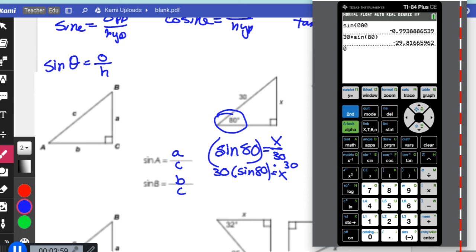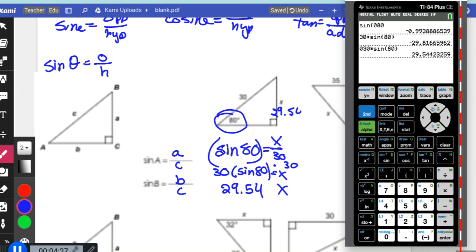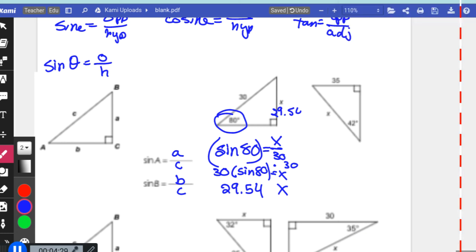30 times sine of 80. Good. We should never get a negative number. So x equals 29.54. Does that make sense in your drawing? Yeah, this needed to be less than 30. So you just figured out a missing side using trig. Okay, let's take a look at the next one.